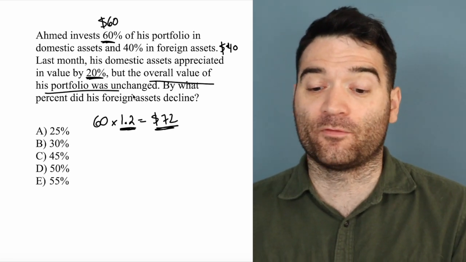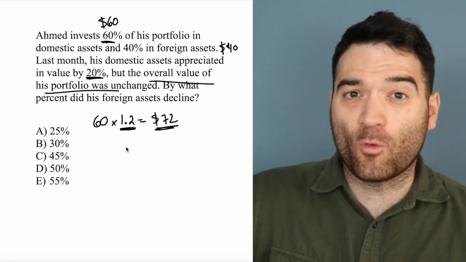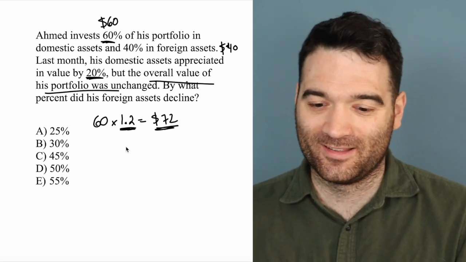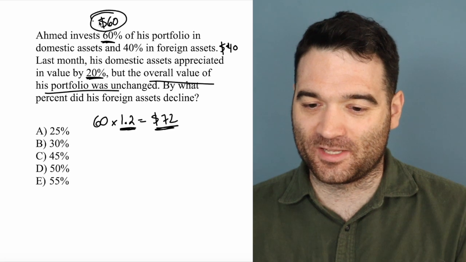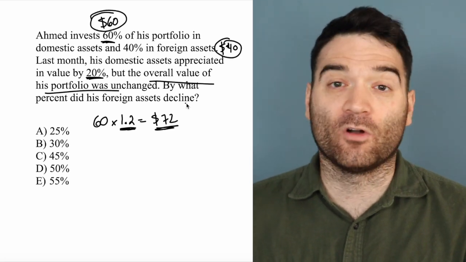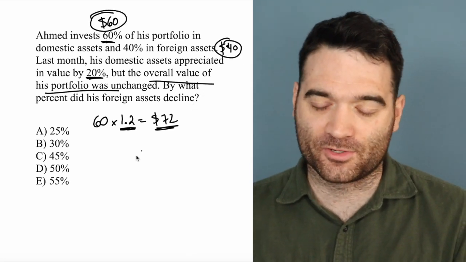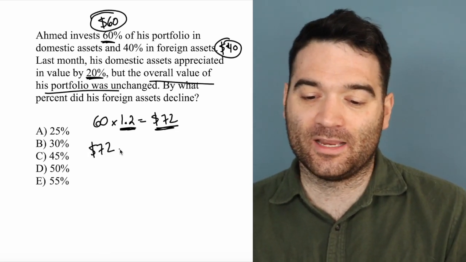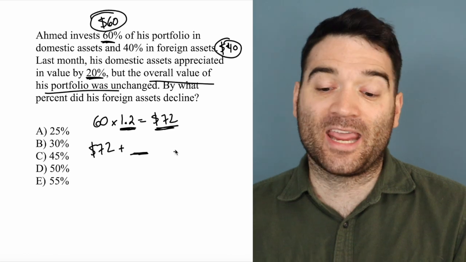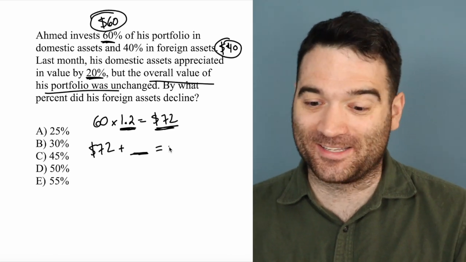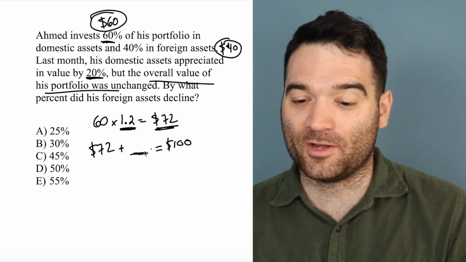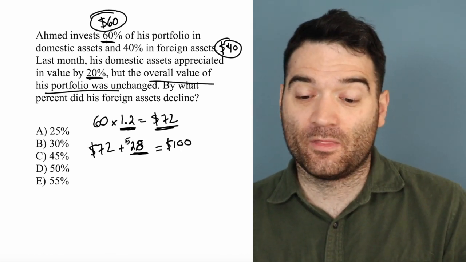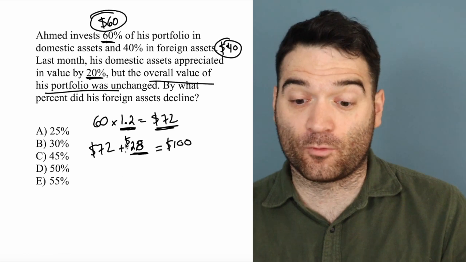It says the overall portfolio was unchanged. So that means that the foreign assets had to decline to get us back to 100. Because I'll just point this out, the overall value of his portfolio was $100. So if he has $72 in domestic assets, how many dollars in foreign assets does he have if everything needs to add up to 100? Well, it has to be 28, right? So 72 plus 28. He now has $28 in foreign assets.